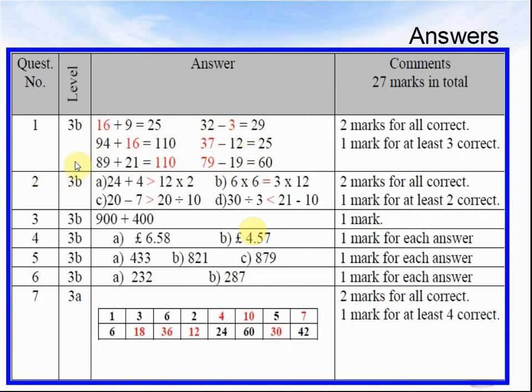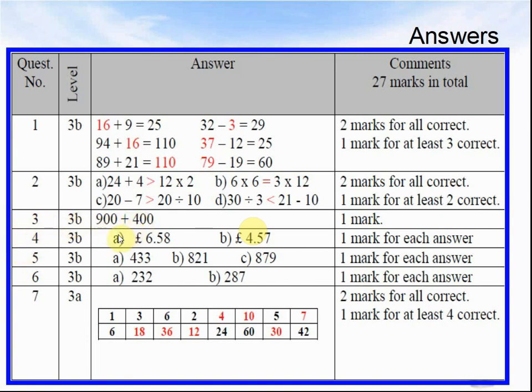Question 2. A. 24 plus 4 is bigger than 12 times 2. B. 6 times 6 equals 3 times 12. C. 20 minus 7 is bigger than 20 shared by 10. D. 30 divided by 3 is smaller than 21 take away 10.